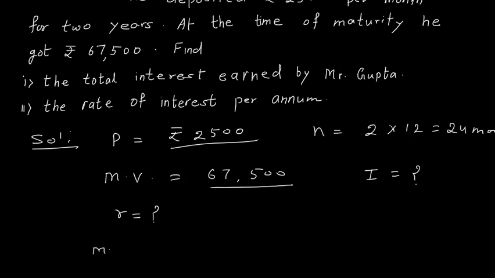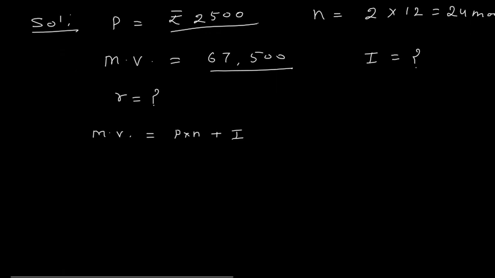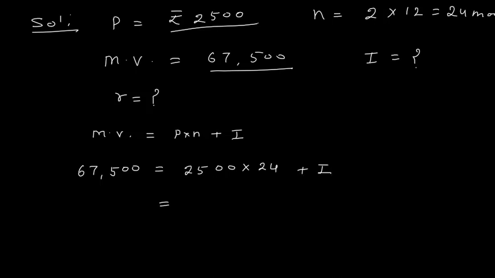So first we apply the formula for maturity value. MV is equal to P into N plus I. So therefore 67,500 will be equal to 2,500 multiplied by 24 plus I. If we multiply 25 by 24, first I will write 0 0, then 25 4s are 100, 1 0, 10 carry, 25 2s are 50, 50 plus 10 is 60. So this is 60,000 plus interest I, and here we have 67,500.